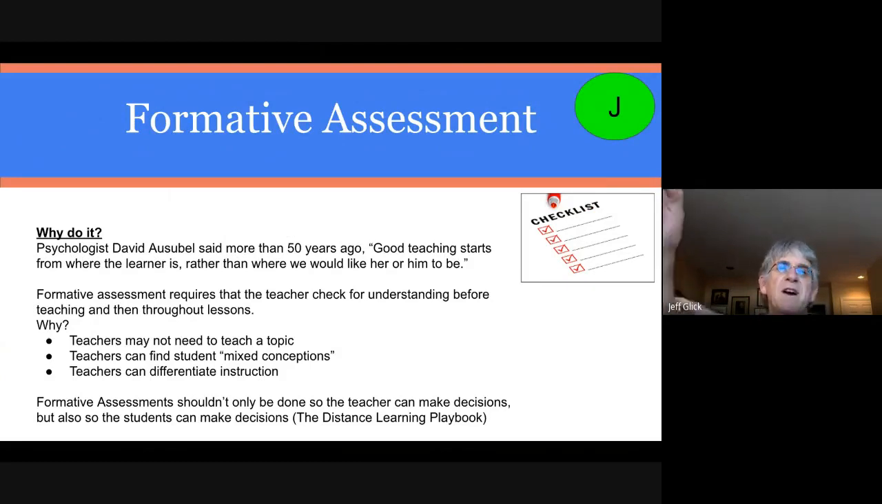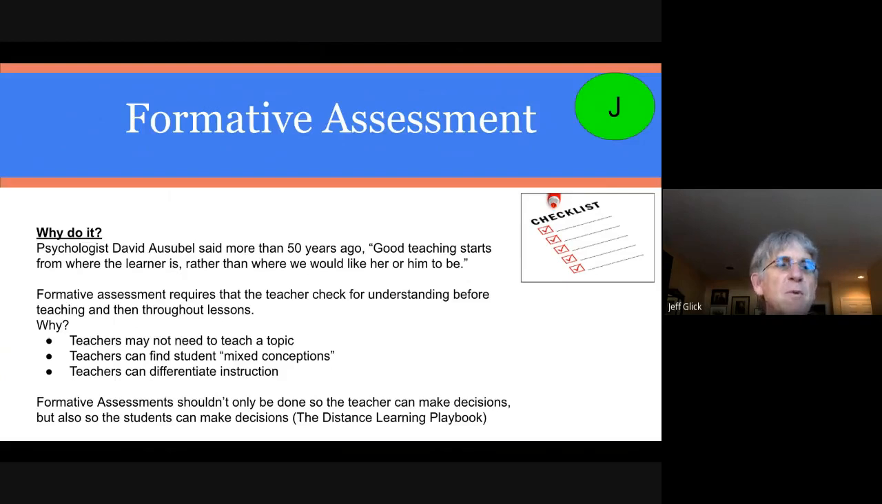So 50 years ago, and I love the idea that we had people thinking 50 years ago, and it's still taking us all this time to make some headway. But 50 years ago, this psychologist said that good teaching starts where the learner is, rather than where we would like him or her to be. So finding out where is the student, not where do we want them to be, but where are they actually?